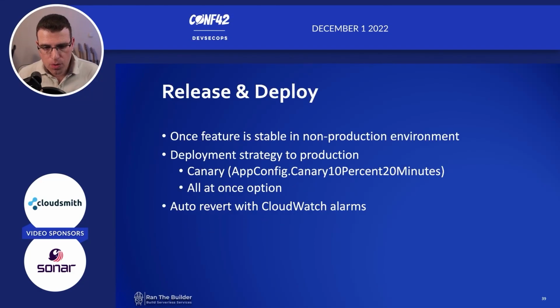And then once you decide that the feature is stable in the non-production environments, you can go ahead and run a deployment strategy to production and use canary deployments. AppConfig has you covered for that. And you should define CloudWatch alarms on errors for your service, so you can auto-revert your configuration if there's an error.